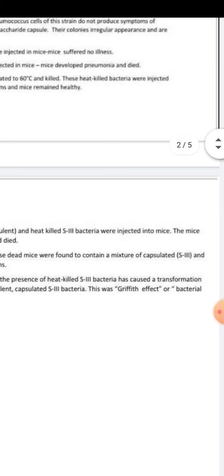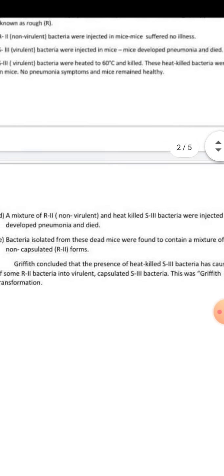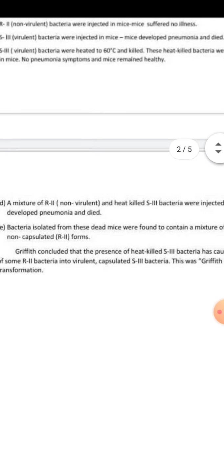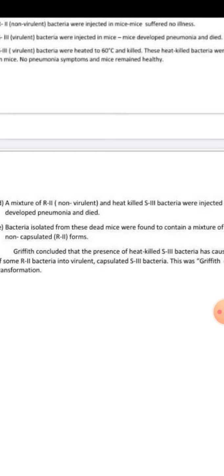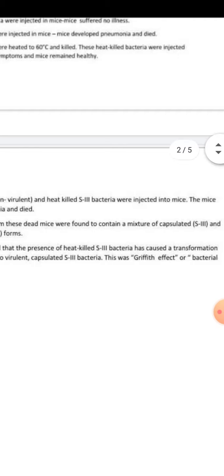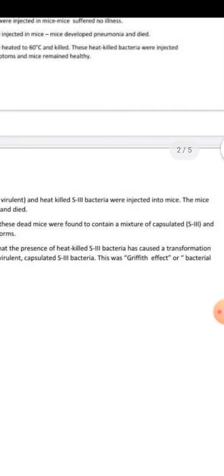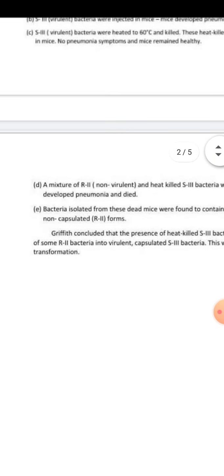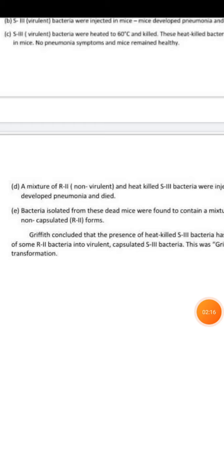Griffith concluded that the presence of heat-killed virulent bacteria has caused a transformation of some non-virulent bacteria into the virulent capsulated bacteria, and this was the Griffith effect or the bacterial transformation.